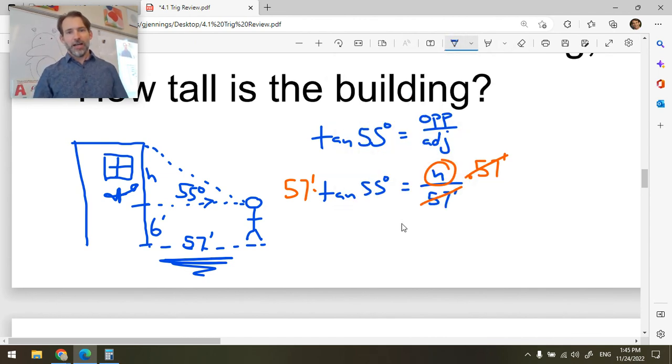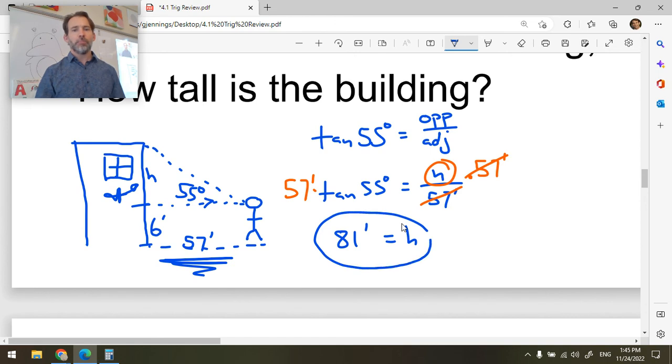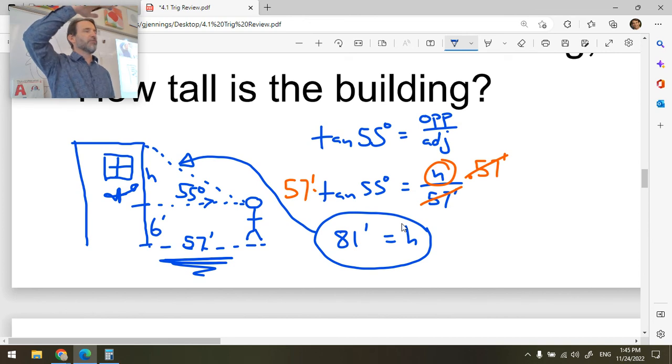All right, so this is 57 times tan 55, and your calculator will tell you that's 81 point something feet equals h. And then we put that into our diagram. Once your calculator outputs a number, it's up to you, the human, to interpret that number. That is how tall the building is above my eyes. My eyes are 6 feet tall because I'm like Fisher's height.